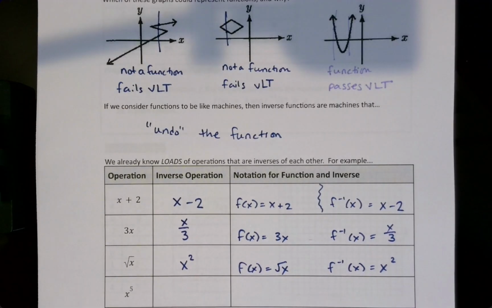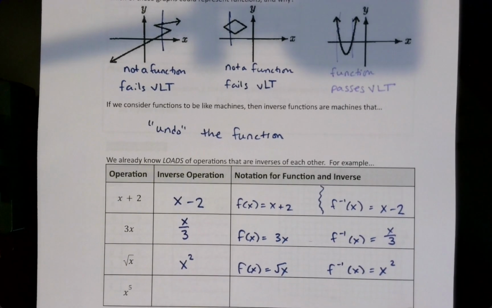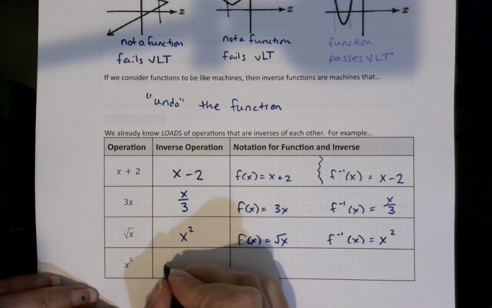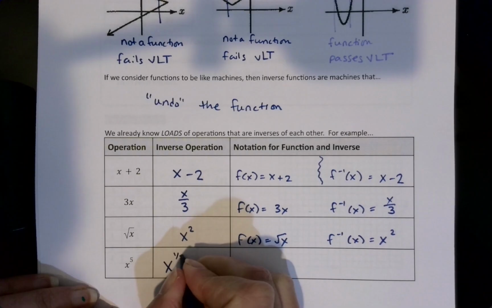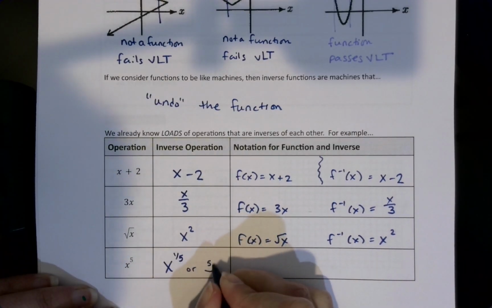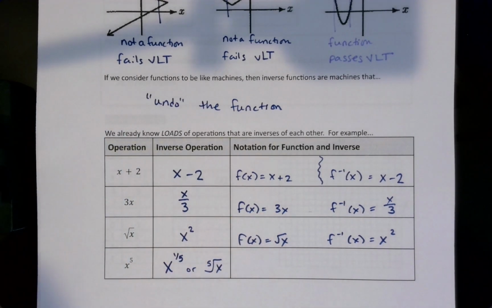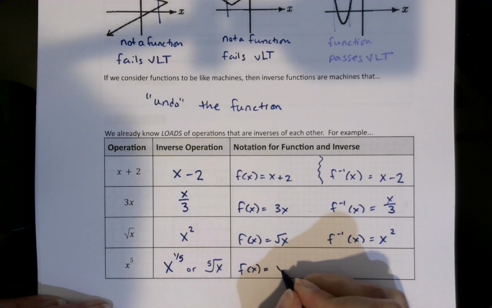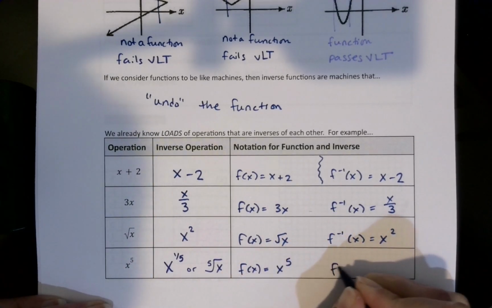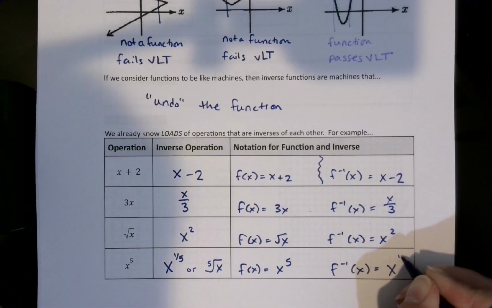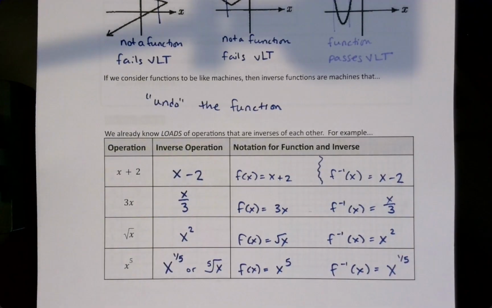And last, the opposite of x to the power 5 would be either x to the 1/5 power, the reciprocal power, or the 5th root of x, depending on which of those two notations you prefer. So if we write our function as x to the power 5, we can write our inverse function as either of those two options. I'm going to go with the reciprocal power notation. x to the 1/5 is one way to write the inverse function.